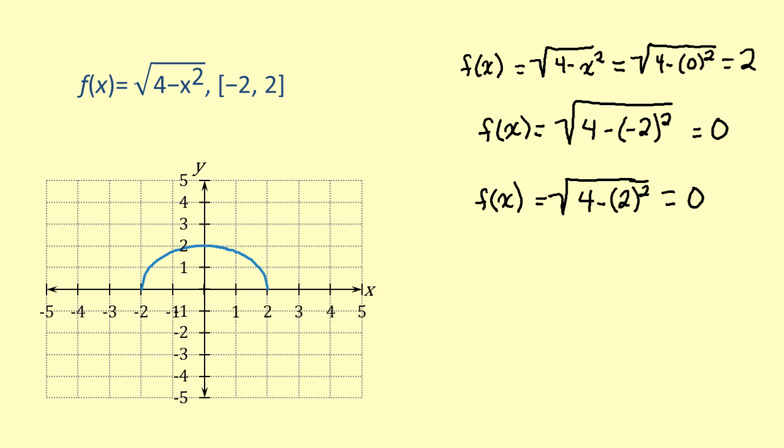We have determined that the function f of x equals the square root of the quantity 4 minus x squared has a maximum of 2 when x equals 0, and two minimums of 0, one when x equals -2, and a second when x equals 2, over the bounded interval from -2 to 2.